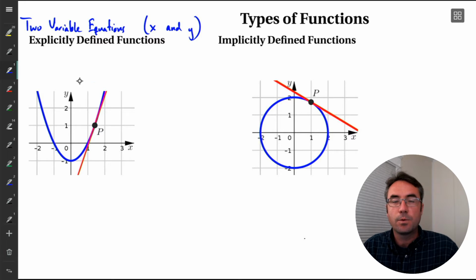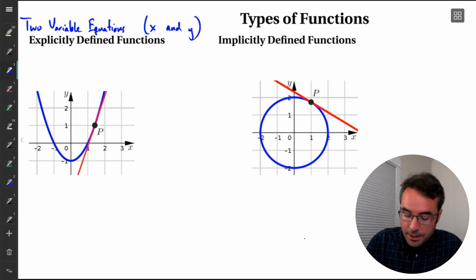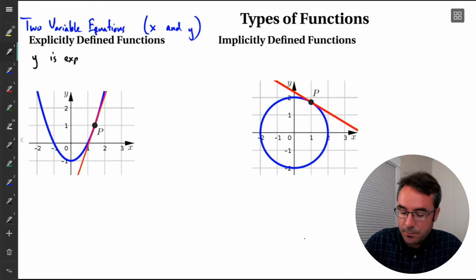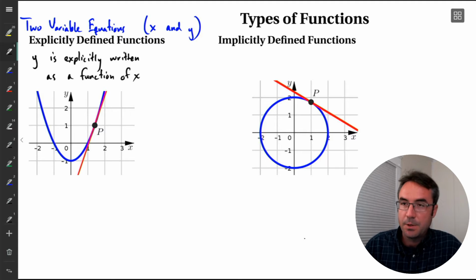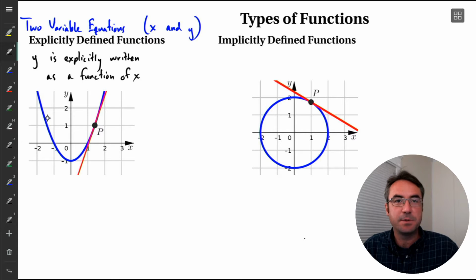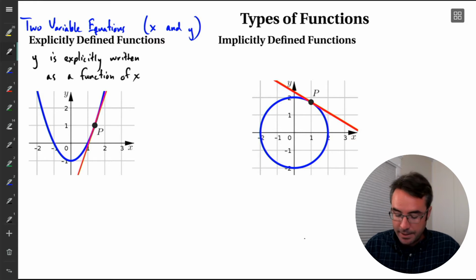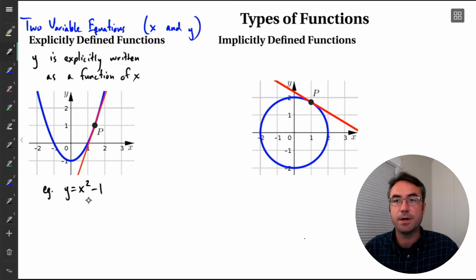All right, so we're going to talk a little bit about an explicitly defined function. Here, variable y is going to be explicitly written as a function of x. So what do we mean by that? Well, here's a graph of what an explicitly defined function might look like. As a little example, this is the function y equal to x squared minus 1.